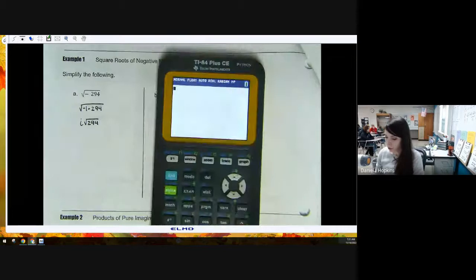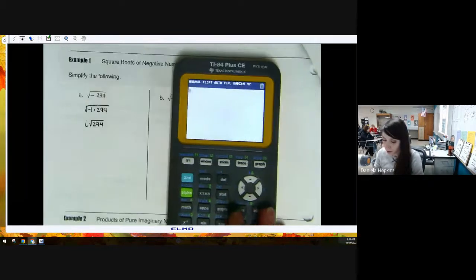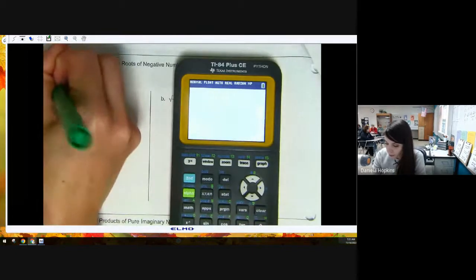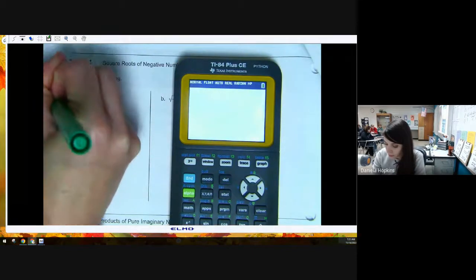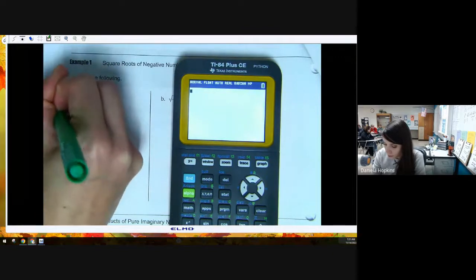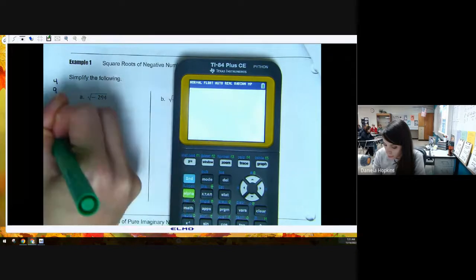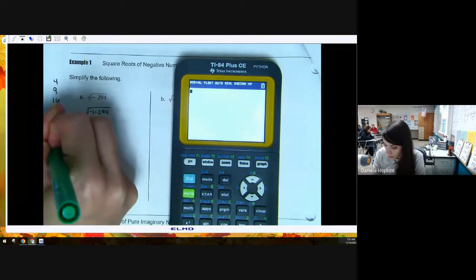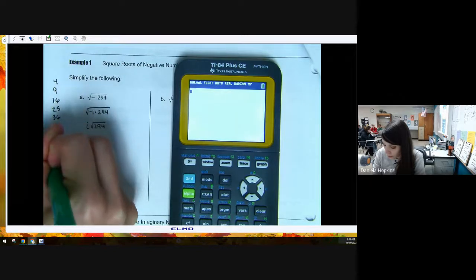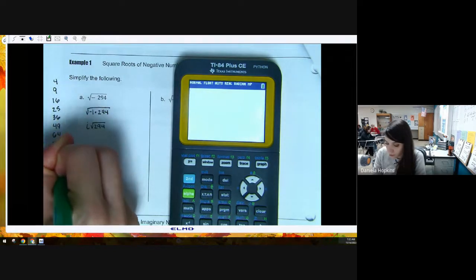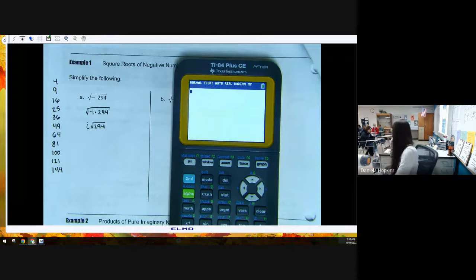All right, now let's talk about simplifying these square roots. I like to use the list of perfect squares. Your list of perfect squares is 4, 9, 16, 25, 36, 49, 64, 81, 100, 121, 144. That's your first 12 perfect squares. Does anybody have those memorized in here? Ish, kind of. Yeah. I will give you some, but it kind of ends up happening anyways.